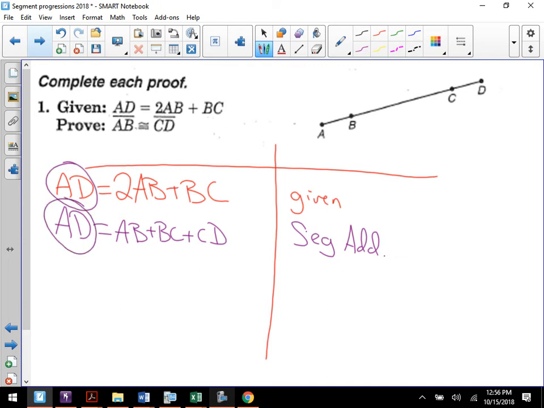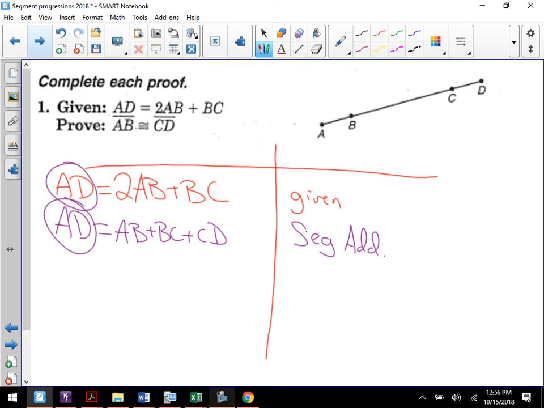Aren't those the same? Yeah. They equal different things now? Yeah. They do, don't they? See how AD equals twice AB plus BC, and it also equals AB, BC, and CD? Exactly, because of what? Putting something in for something else. Oh, substitution. Substitution. When two things equal different things, those other things are equal. It's a weird way of saying that. Substitution.